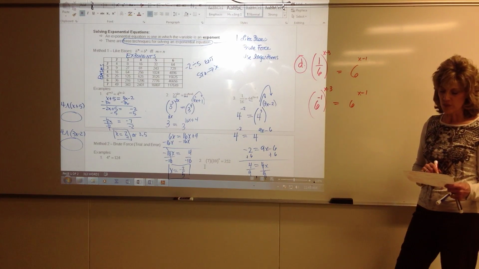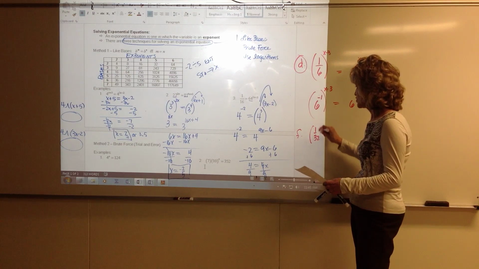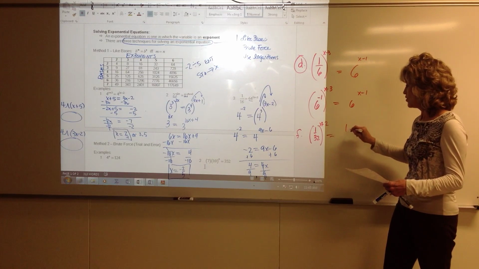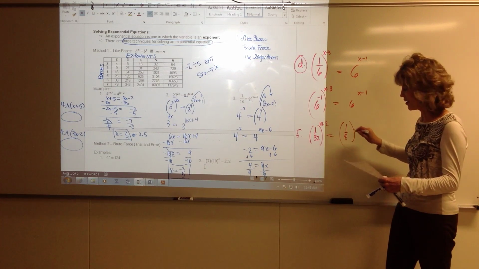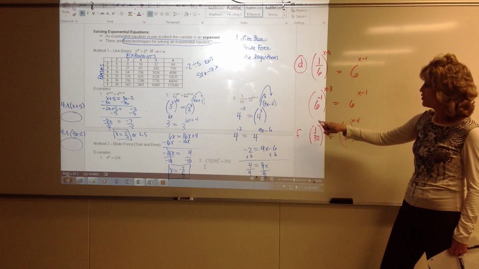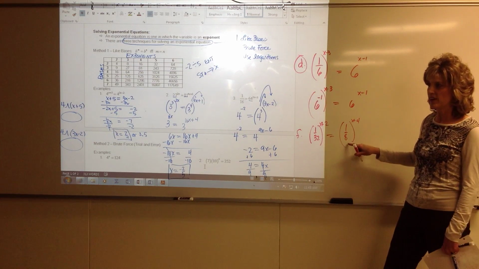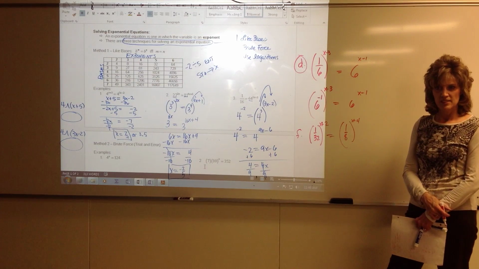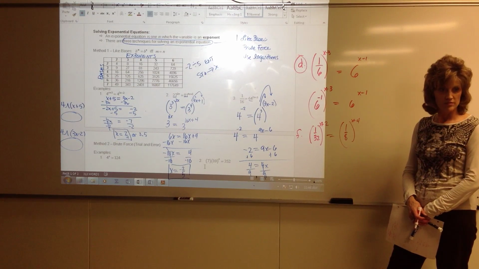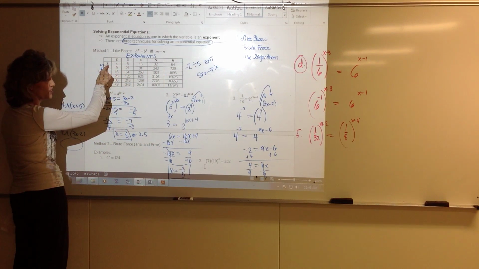Look at one more. I'll give you one more hint. Look on F. On F, you have 1 over 32 raised to a power of x plus 2 equals 1/8 raised to a power of x minus 4. There are no fractions in that chart over there. So instead of looking at 1 over 32 and 1 over 8, just look at 32 and 8. Do you see a base that 32 and 8 both share? 2.